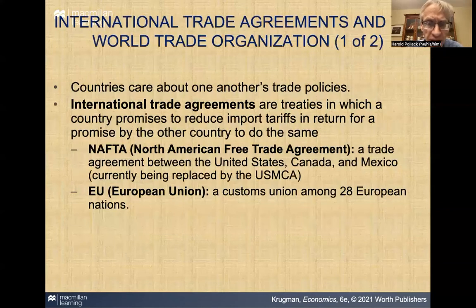Now, one of the interesting things is international trade agreements that are trying to keep a fairly open trade going. NAFTA between the United States, Canada, and Mexico, which has actually been superseded by some other agreements, is one very famous one. The European Union is the second one. So international trade agreements are certainly an important part of the mix.